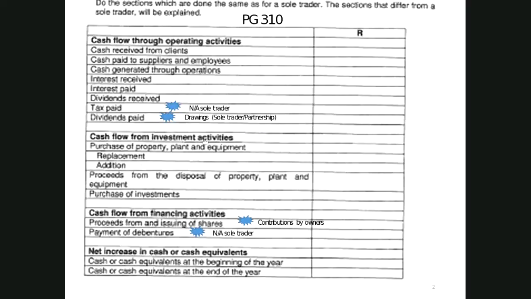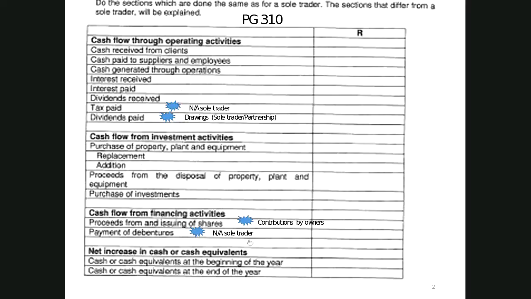Under cash flow from investment activities, it would look exactly the same whether you're doing a sole trader or a company. But under cash flows from financing activities, obviously a company issues shares and a sole trader doesn't issue shares. In the sole trader, the owner makes a contribution. So if the company issues shares, then you get proceeds from issuing of shares, that's cash inflow. Sole trader, if the owner makes a contribution to the business, that will be an inflow.